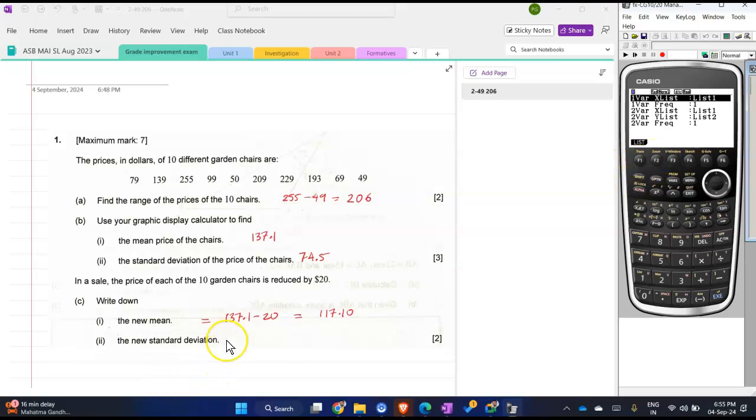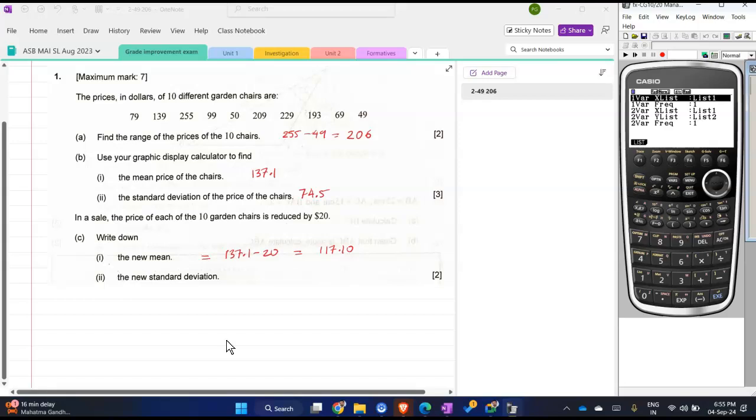What does the new standard deviation mean? There will be no change in standard deviation. Remember that. Whenever you increase or decrease the values, your standard deviation remains the same.